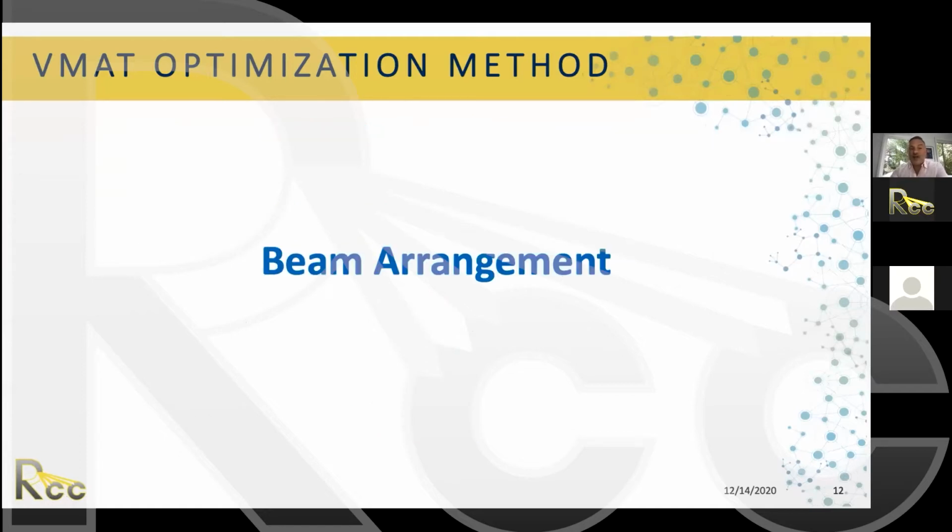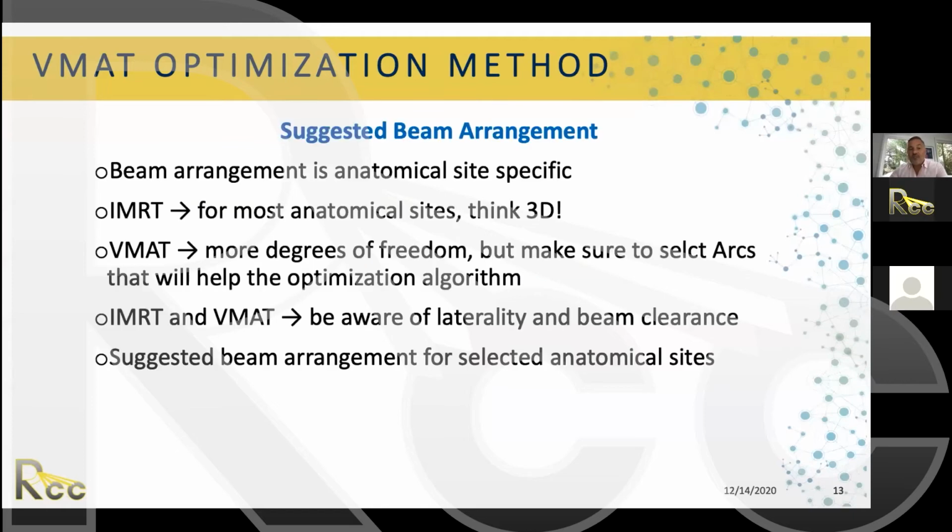Also, everything starts with a good beam arrangement. So beam arrangement is very important. With IMRT you have a little more freedom to select beams, but you still need to think 3D, because you need to make sure that the beams you select, either IMRT fields or VMAT arcs, make sense. You don't want beams that can interfere with or confuse the optimization algorithm when you're planning. So the beam arrangement is very anatomical site dependent, meaning you can have different beam arrangements depending on the site you're treating, whether it's a brain or head and neck.